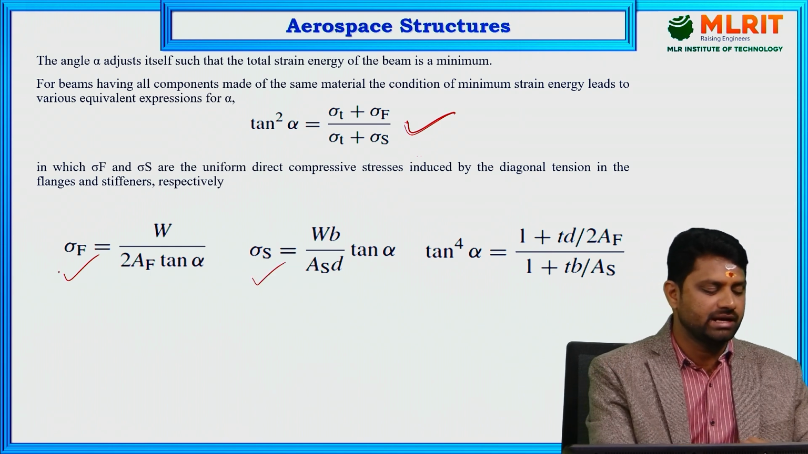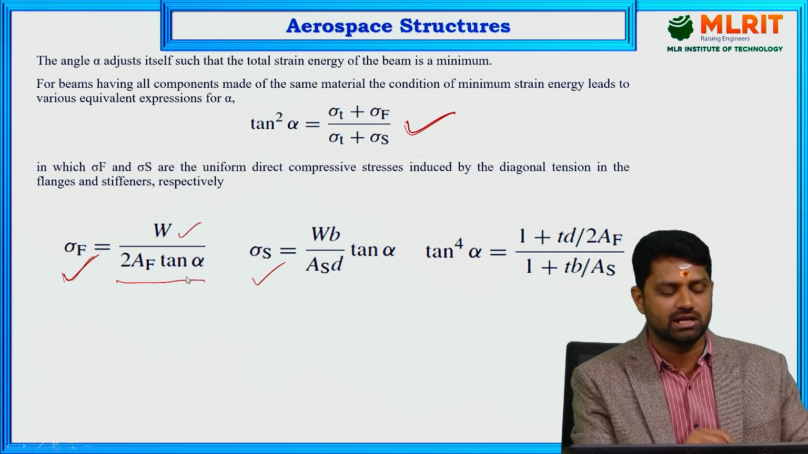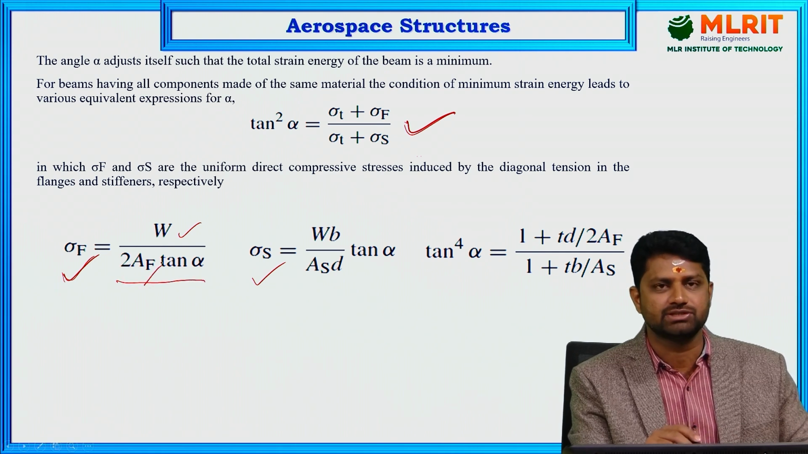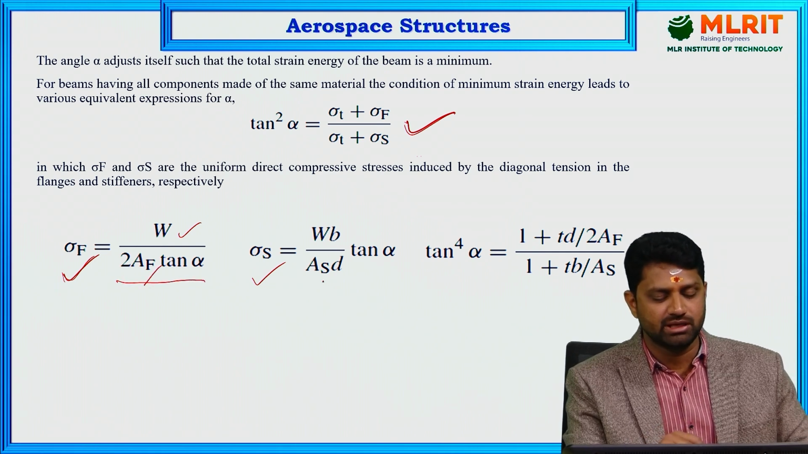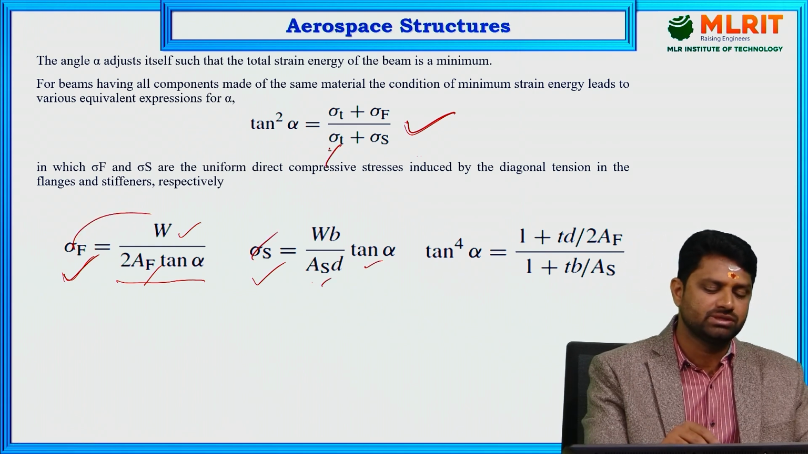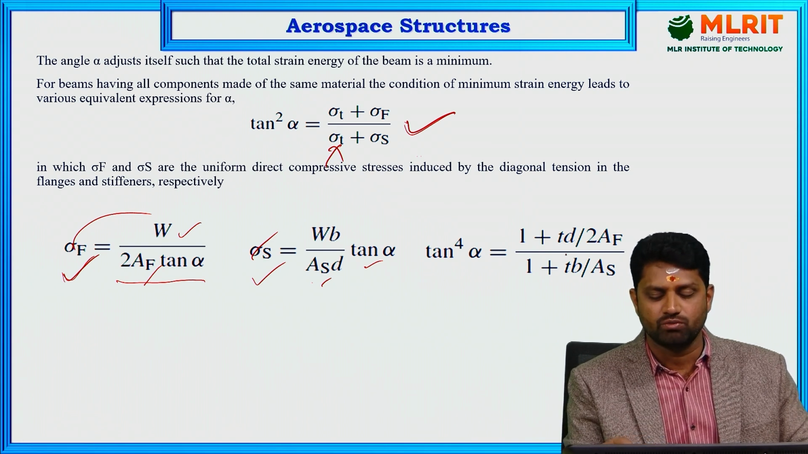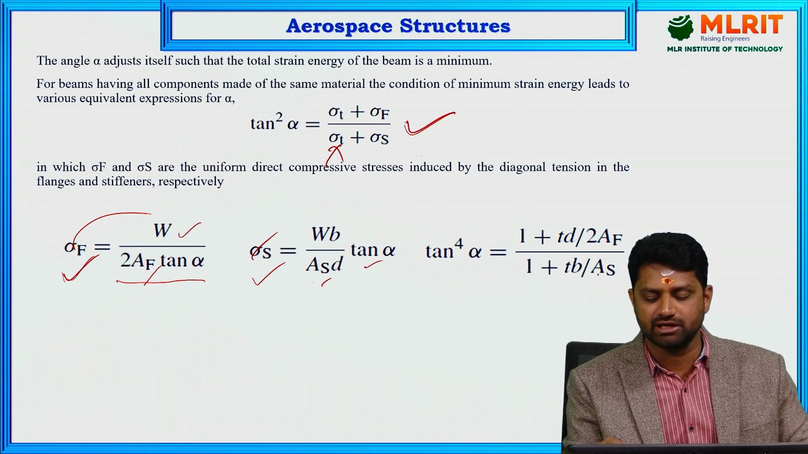So sigma F, that is the stress in the flange, is W by 2 AF into tan alpha, where AF is the area of the flange. Sigma S equals WB by AS into D into tan alpha, where AS is the area of the stiffener. When you substitute sigma F and sigma S into this formula, you are going to get tan 4 alpha equals 1 plus TD by 2 AF divided by 1 plus TB divided by AS.